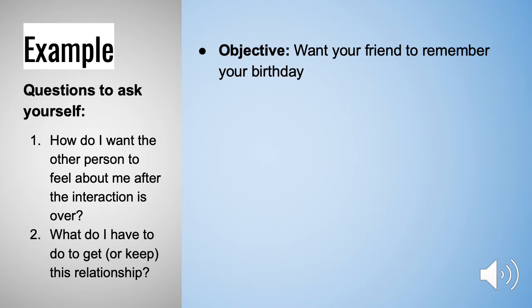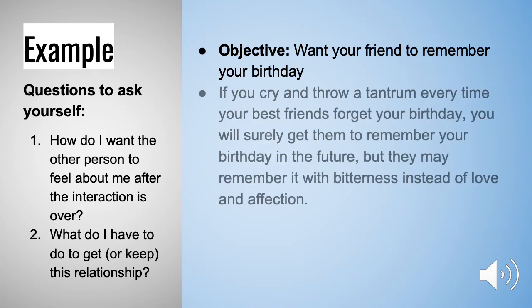So let's use the objective that we want. I want my friend to remember my birthday. They keep forgetting my birthday, and I really want them to finally remember. So, one way that I could get them to remember is to throw a tantrum every time they forget my birthday, and surely I will achieve that objective, because of all my tantrums, they're going to remember my birthday, but they might remember it with bitterness instead of love and affection and truly wanting to remember my birthday.